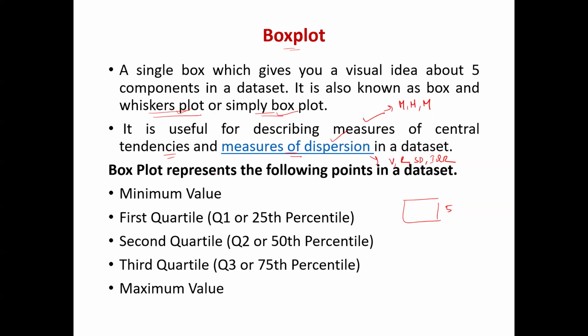So the 5 components that a box plot represents are: the minimum value; the first quartile, that is Q1, which we can also call the 25th percentile; the second quartile, which we also call Q2 or the 50th percentile; the third quartile, Q3 or the 75th percentile; and the last one is the maximum value. These 5 components can be represented with the help of one thing, known as the box plot.